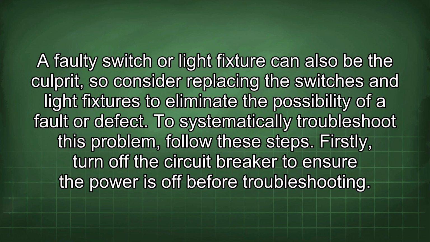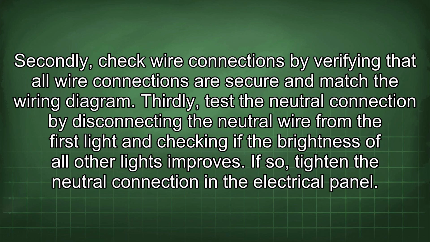To systematically troubleshoot this problem, follow these steps. Firstly, turn off the circuit breaker to ensure the power is off before troubleshooting. Secondly, check wire connections by verifying that all wire connections are secure and match the wiring diagram. Thirdly, test the neutral connection by disconnecting the neutral wire from the first light and checking if the brightness of all other lights improves. If so, tighten the neutral connection in the electrical panel.